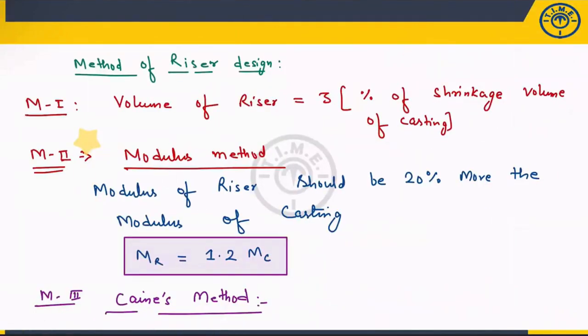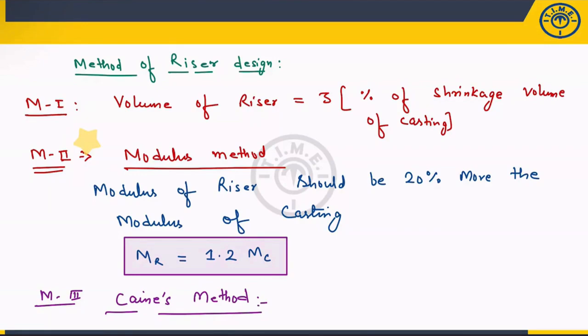Now, the first method is the method of riser design. The first method is that the volume of riser is equal to 3% of the shrinkage volume of casting. I have taken some of the important note points so that we can save our time here and try to practice more questions. This is the analytical method. The modulus method means the modulus of riser should be 20% more than the modulus of casting. These methods will be used for getting the dimensions of the riser. That's why it is called the method of riser design.